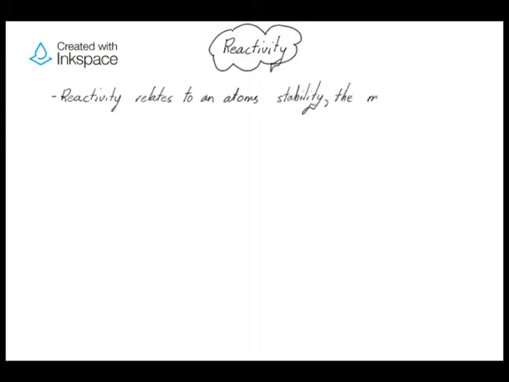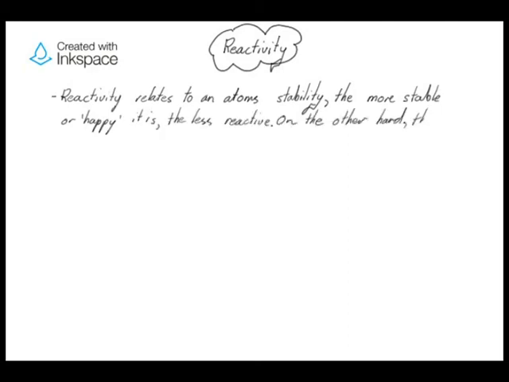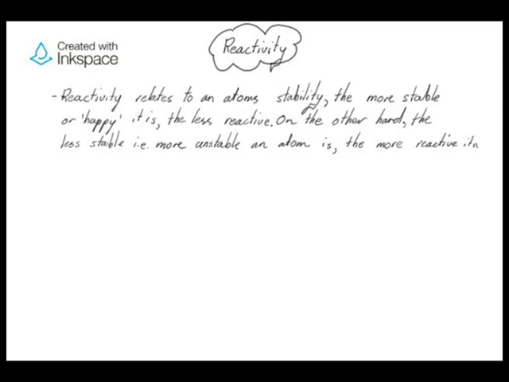So let's relate this now to reactivity a little bit more. So it relates to an atom's stability. So the more stable something is, the happier it is, therefore the less reactive. Now reactivity is really important because we need to know how we can use atoms to benefit us in real life. So on the other hand, if something is less stable, therefore it's more unstable, the more reactive it actually is.